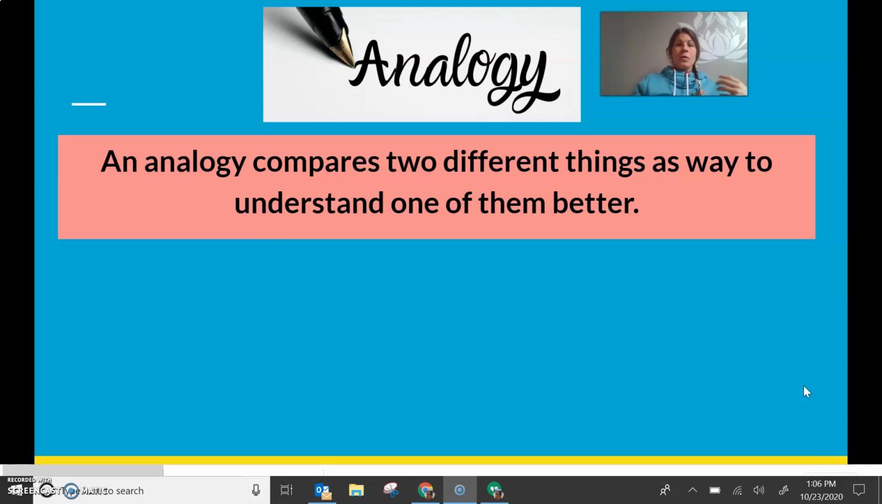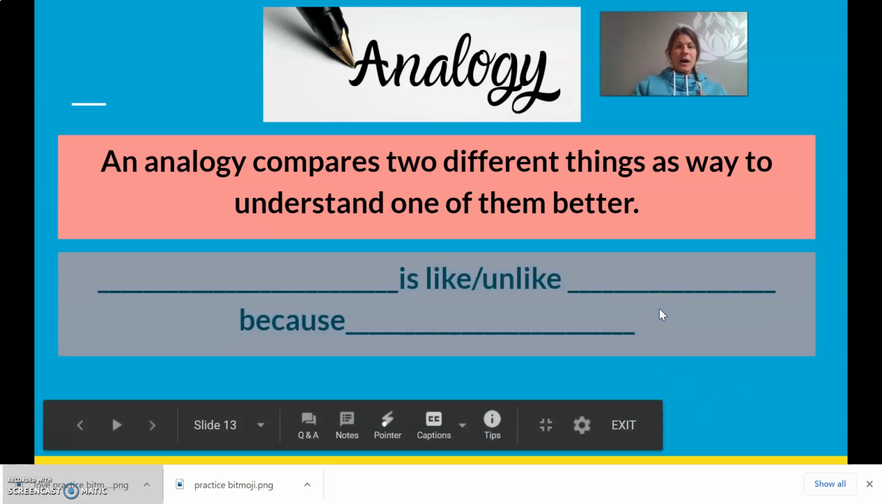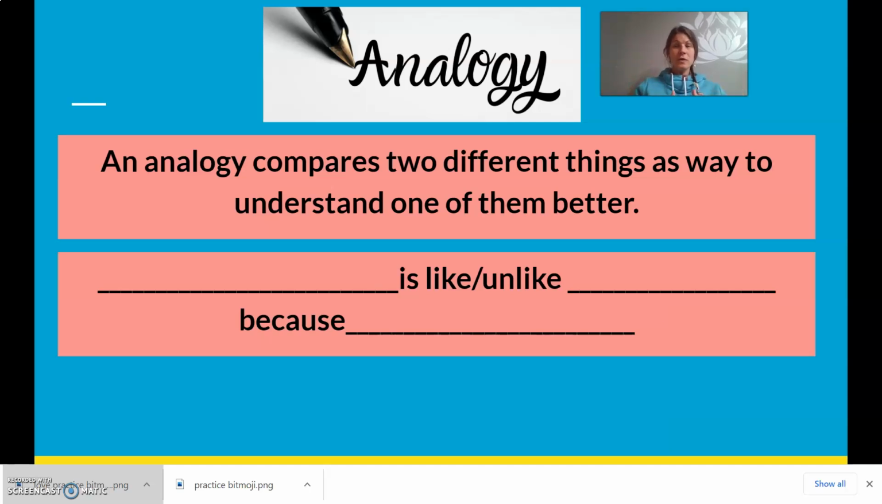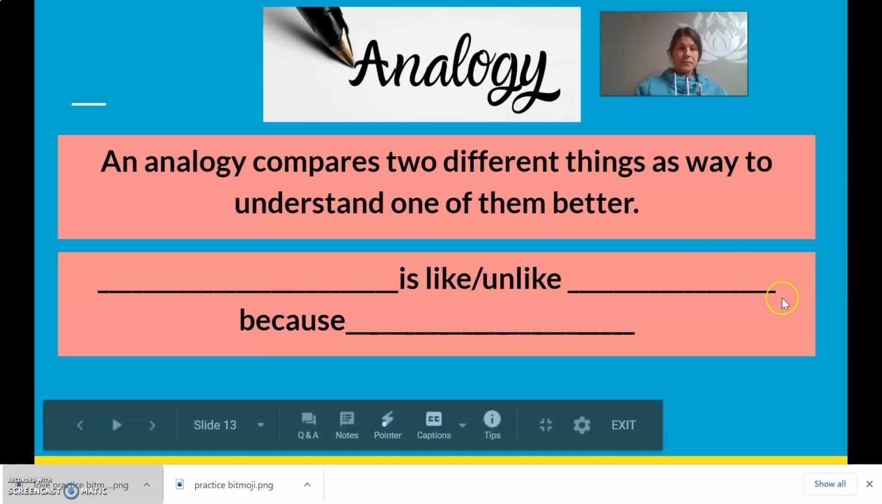Okay? When we build analogies, I like to use this sentence stem. I find it very helpful. You don't have to use it, but those of you who have never written analogies before might find it useful. Blank is like or unlike something else because, and you're explaining why. A nucleus is like a brain because it controls what the cell does, period.